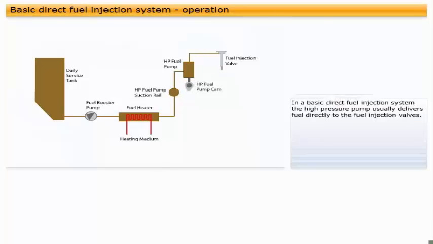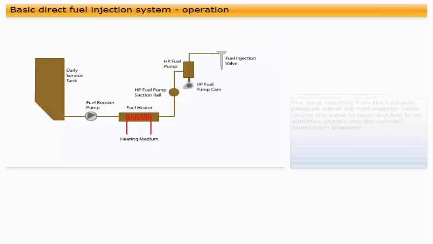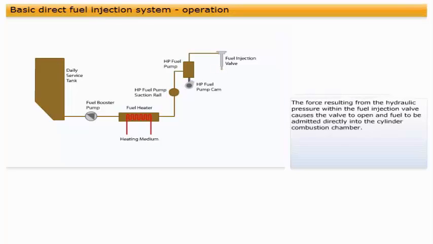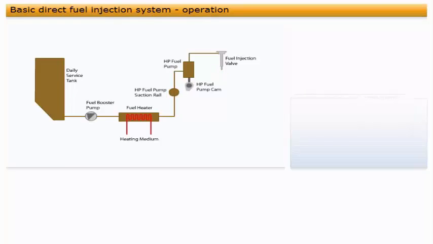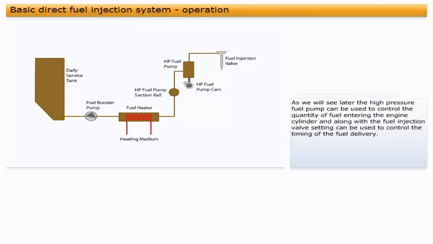The force resulting from the hydraulic pressure within the fuel injection valve causes the valve to open and fuel to be admitted directly into the cylinder combustion chamber. As we will see later, the high-pressure fuel pump can be used to control the quantity of fuel entering the engine cylinder, and along with the fuel injection valve setting, can be used to control the timing of the fuel delivery.